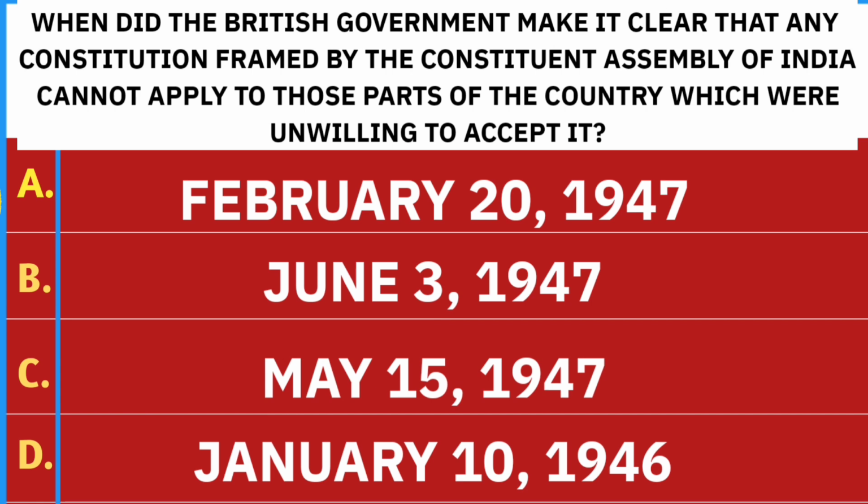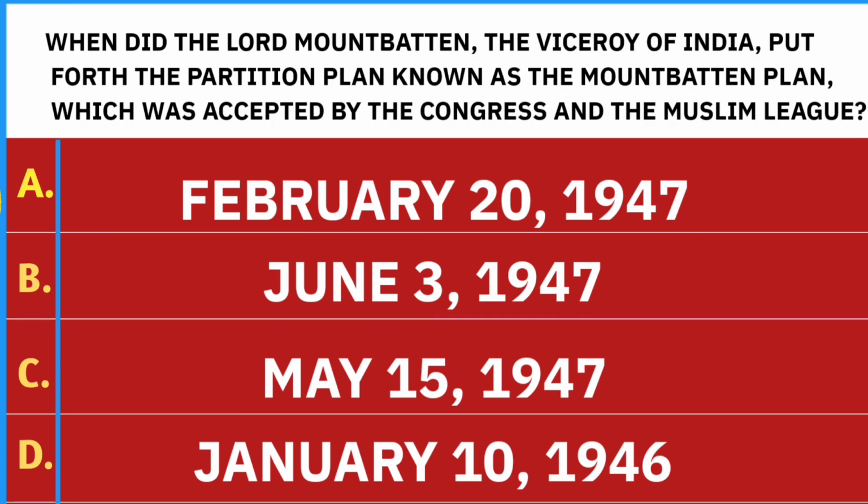When did the British government make it clear that any constitution framed by the Constituent Assembly of India cannot apply to those parts of the country which were unwilling to accept it? The right answer is B. June 3, 1947. When did Lord Mountbatten, the Viceroy of India, put forth the partition plan known as the Mountbatten Plan, which was accepted by the Congress and the Muslim League? The right answer is B.